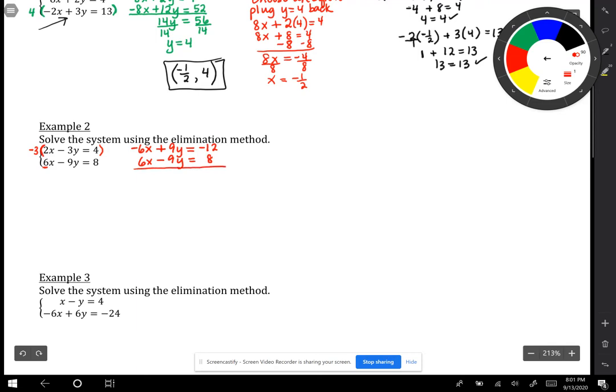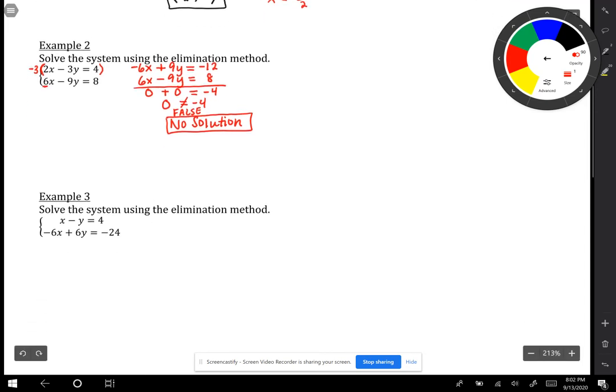Okay, now we can add. Negative 6x plus 6x is 0. 9y plus 9y is 0. Don't put 0x or 0y because it's just 0. And negative 12 plus 8 is negative 4. The left side is 0. That is a false statement. So false. Therefore, no solution. And the best part is we don't even have to check, nor do we have to figure out if there's no solution, there are no possibilities for x and y. So that is it for that one. That was a nice one.